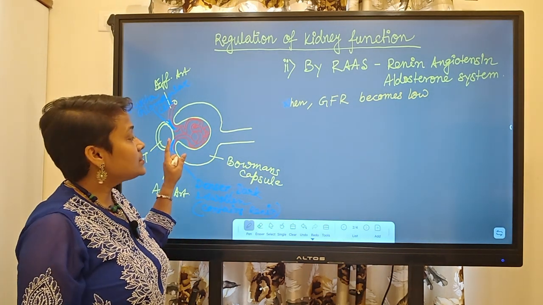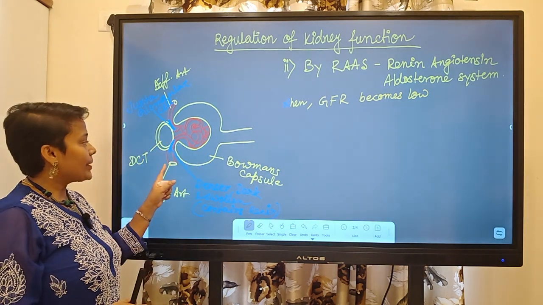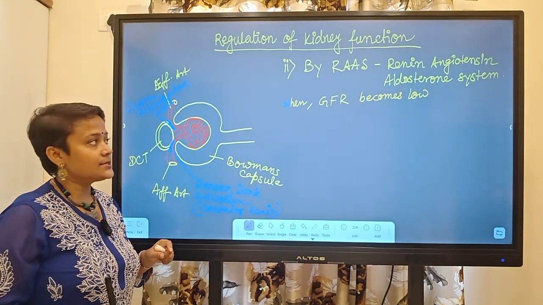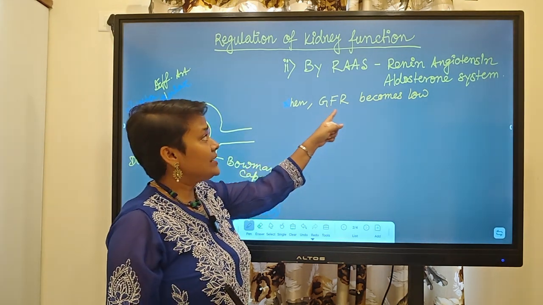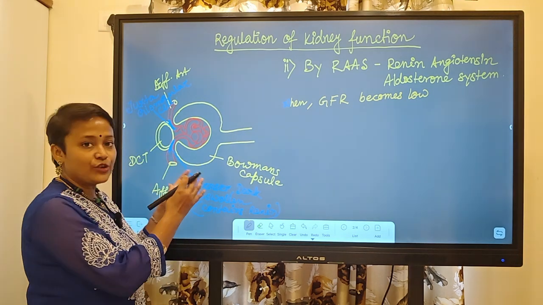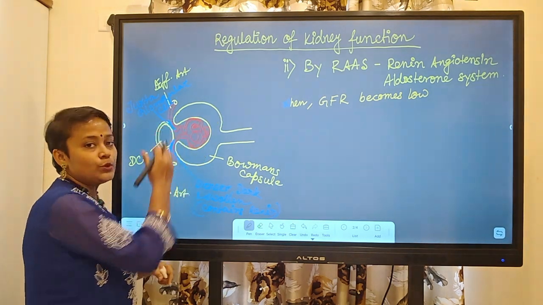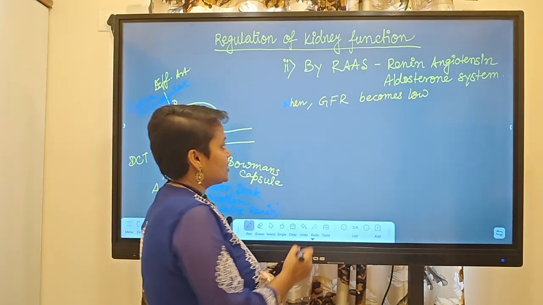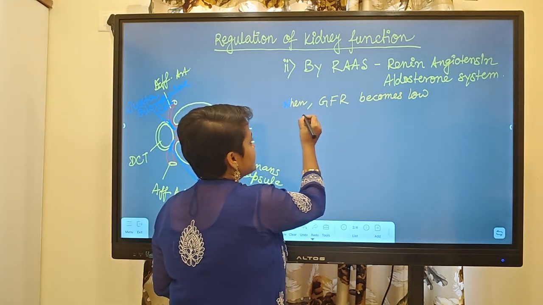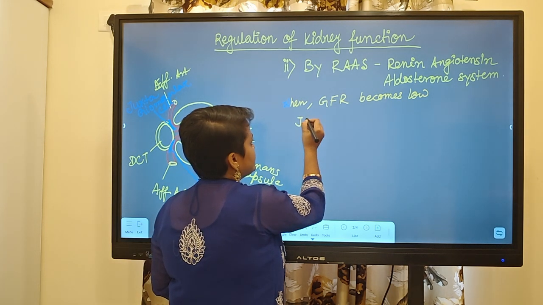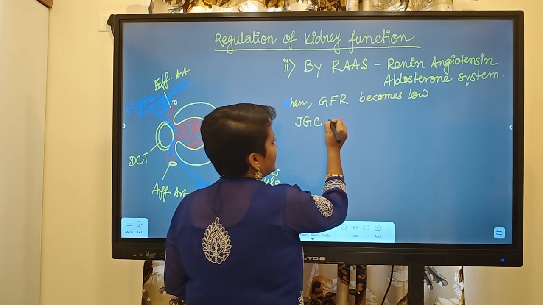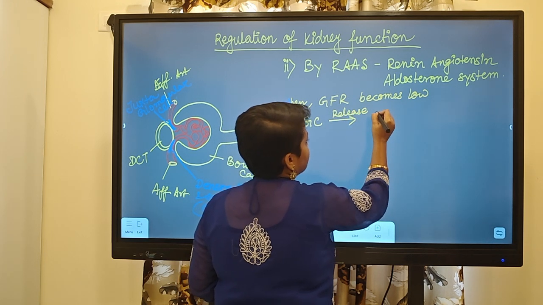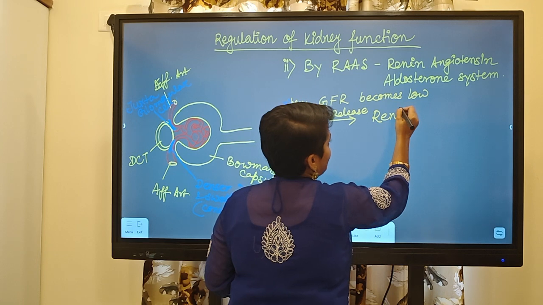Okay, so the filtration rate mostly depends on the diameter. There are some other factors also. In another video I will discuss that. So when the filtration rate, meaning how much filtrate will be produced from blood into the Bowman's capsule, if this filtration rate is low, what will happen at that time? Juxtaglomerular cells, JGC, will release the enzyme which is called renin.